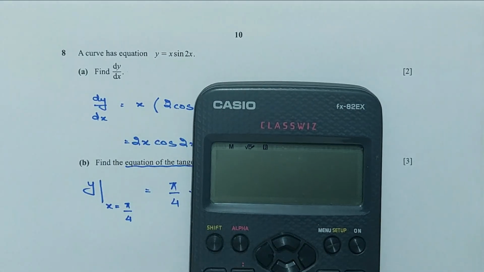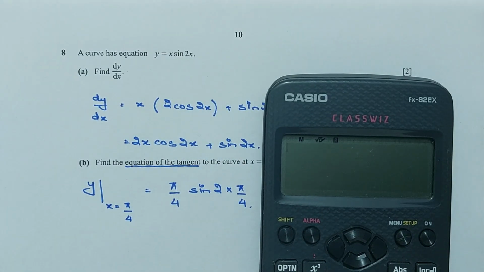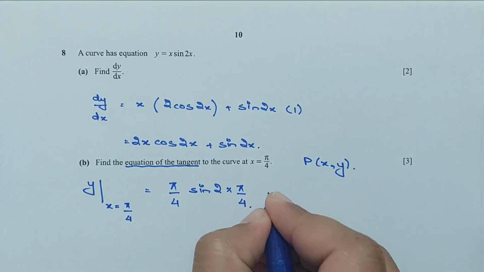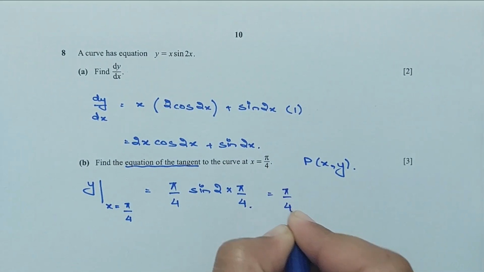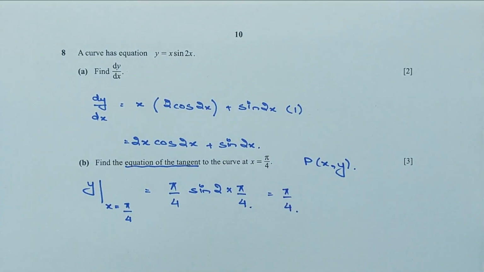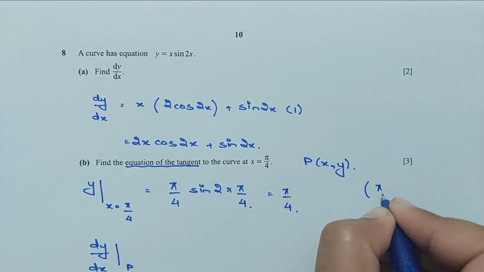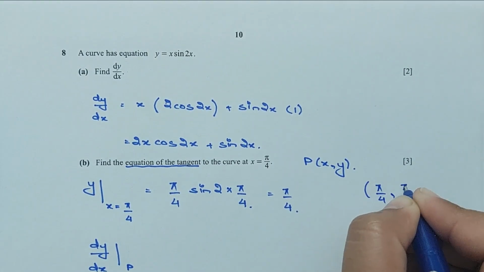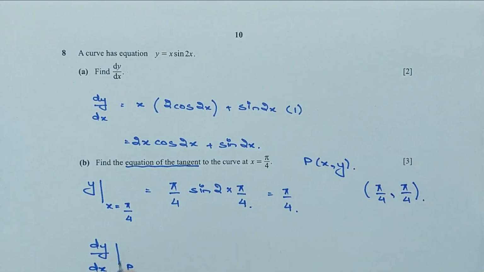Let me simplify this. It is in radians. So we have pi by 4 times sine pi by 2, and that's 1, so it's just pi by 4. So y is also pi by 4, right? So for the equation of tangent, we need the derivative dy by dx at the point P, which is (pi by 4, pi by 4). The x coordinate is pi by 4, which we were given, and the y coordinate we got is pi by 4.